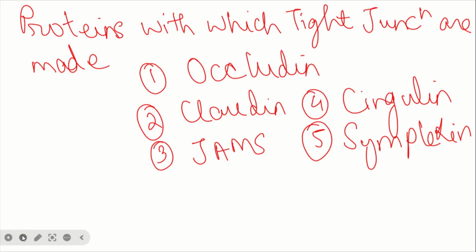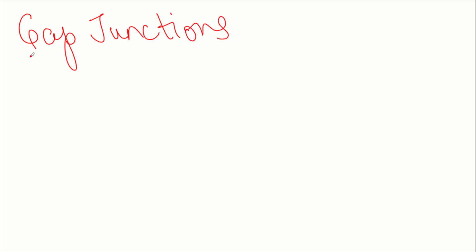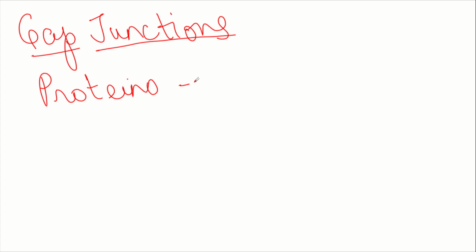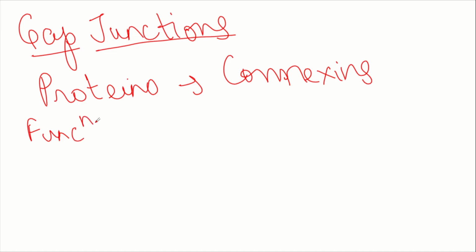Okay, so let's move on to the gap junctions. Gap junctions are made up of proteins called connexins. Okay, so these are made up of connexins. And what is the function? Let's understand the function. What is the function?